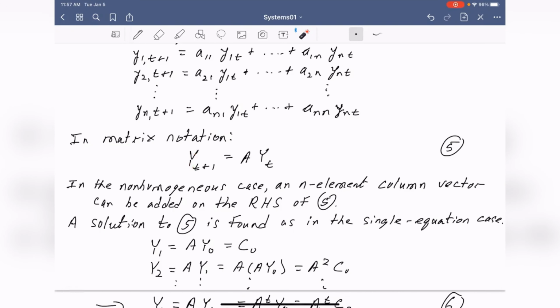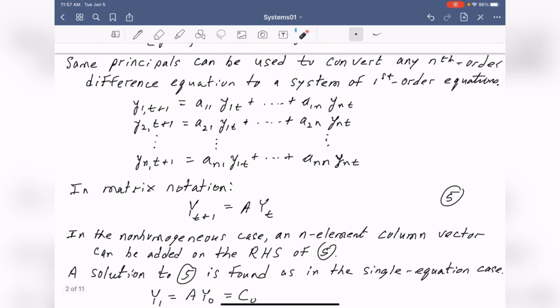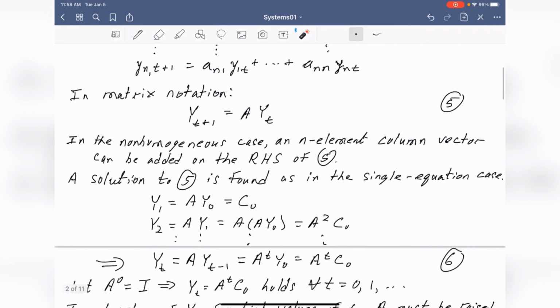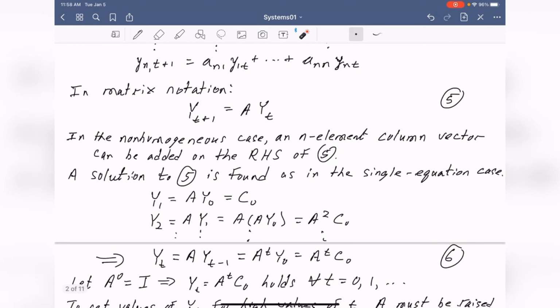In matrix notation, we have capital Y. We'll use capital letters to denote matrices and vectors. Y(t+1) is equal to A Y(t), where the A matrix is given by the elements a11 through a1n in the first row, a21 all the way to a2n in the second row, and in the nth row we have an1 all the way to ann.